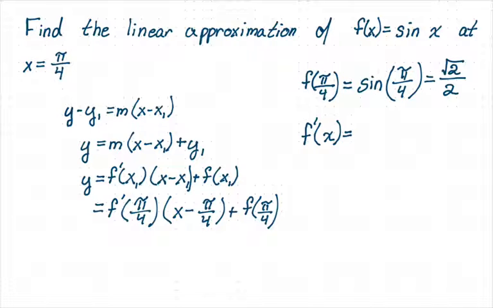Now, what is the derivative of f? It's the derivative of sine x, which is better known as cosine x. And so f prime of pi over 4 is equal to cosine of pi over 4, which is also root 2 over 2.